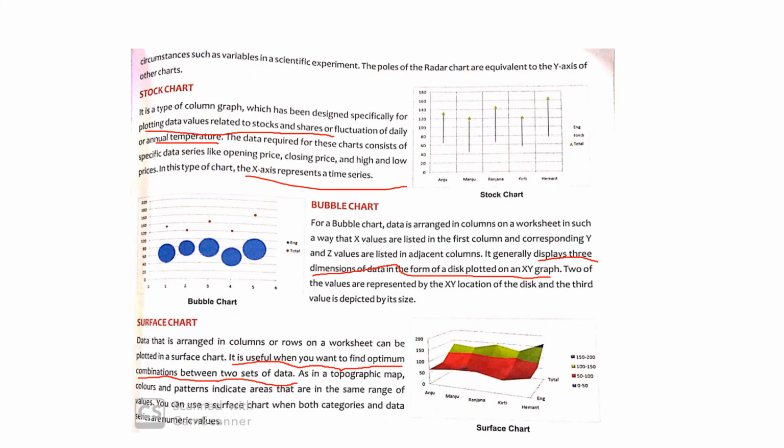The stock chart is used to show the relationship between the stocks and the shares, or the fluctuations of daily or annual temperature, meaning where we have to show that today there is a change in the temperature and tomorrow what is expected for the temperature. So to represent all such kinds of data we can use the stock charts.